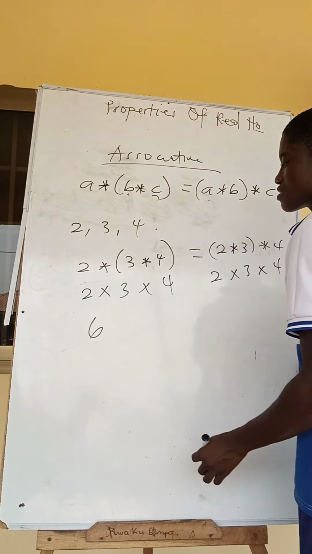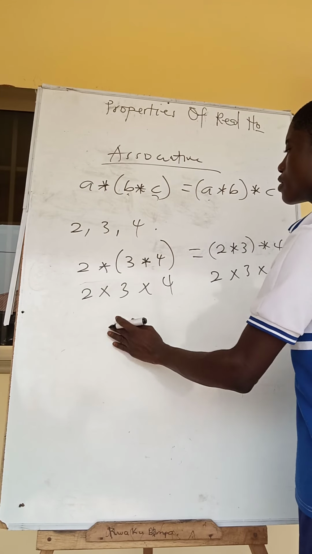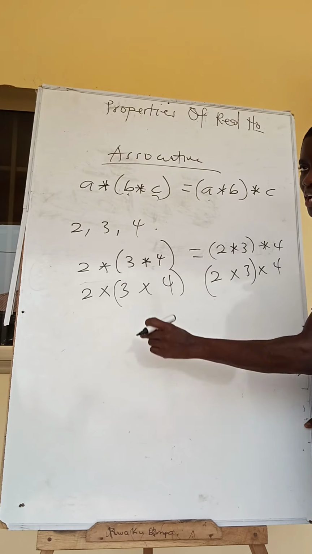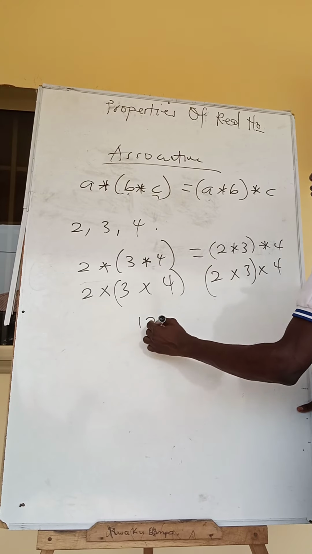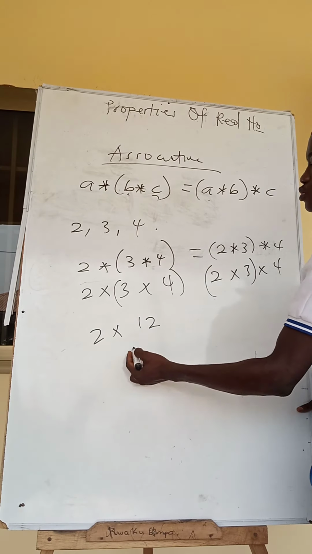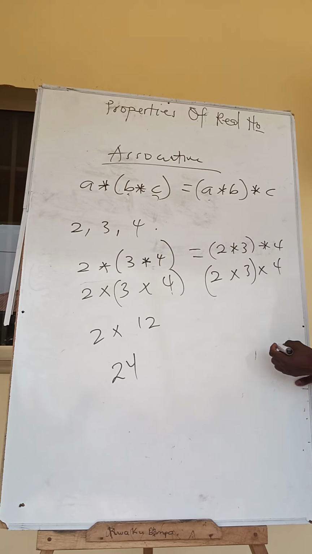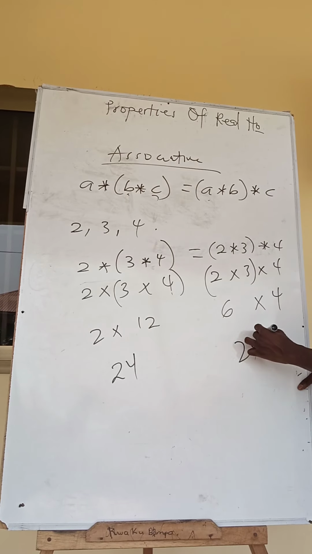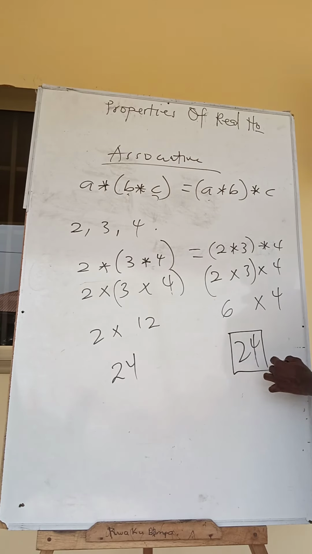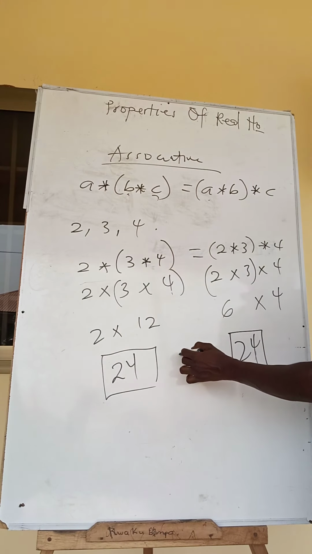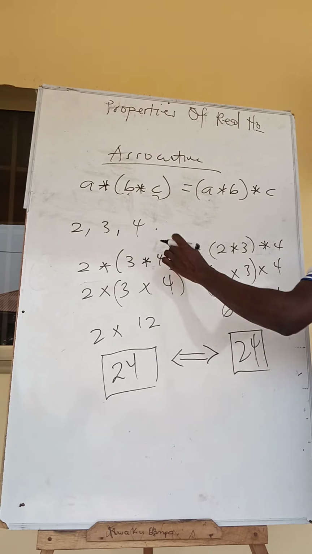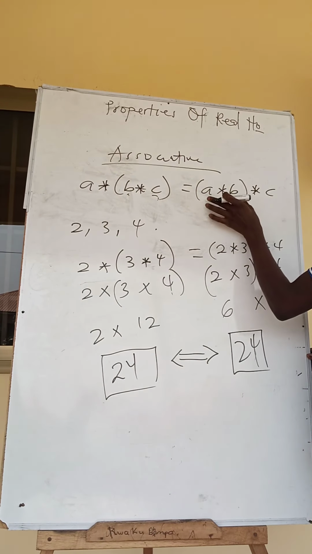2 times 3 is 6. Let's do it like this. So as the one in bracket, you are tackling this first. 3 times 4 is 12. So 2 times 12 is 24. Right. 2 times 3 is 6 times 4. 6 times 4 is also 24. So you can see that the answer on the left hand side and the right hand side are the same. So we can see this one is associative. So for associativity, A star B star C must be equal to A star B in bracket star C.